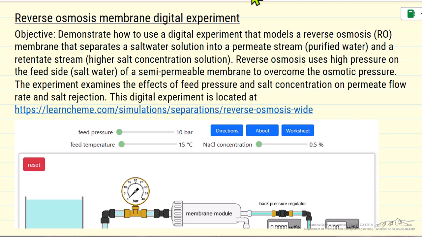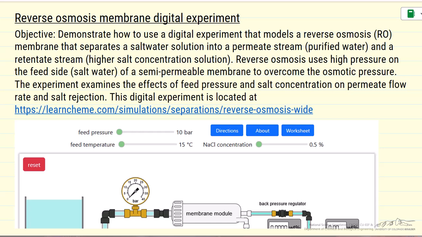Demonstrate how to use a digital experiment that is a simulation that models a reverse osmosis membrane. These membranes are used extensively to desalinate seawater to create drinkable, potable water.